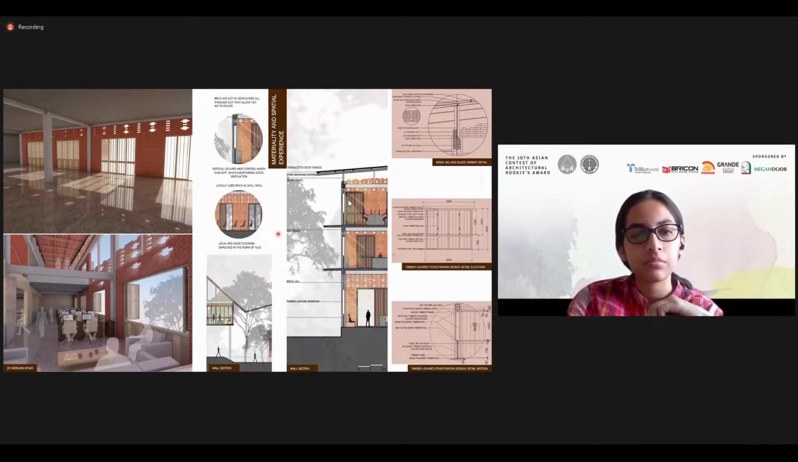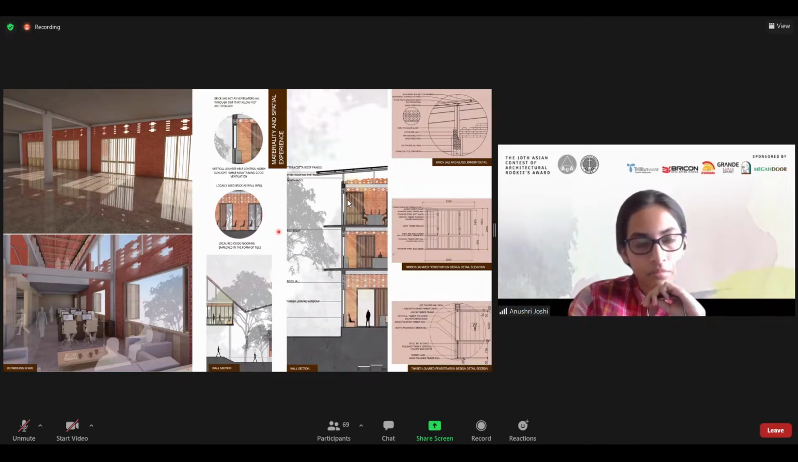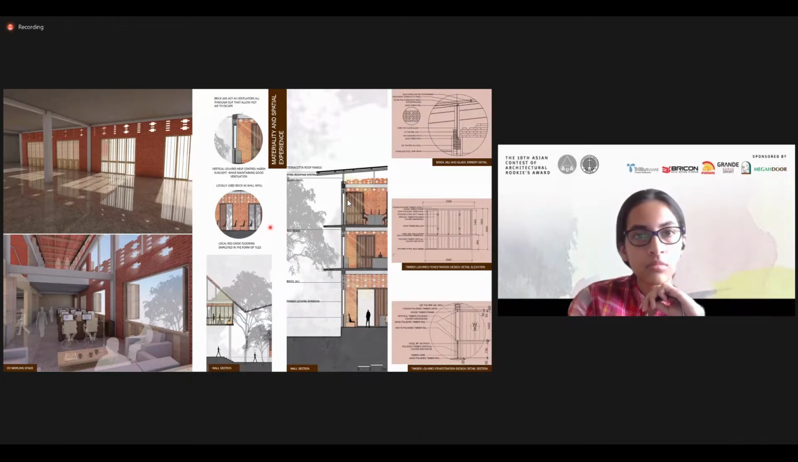Materiality and spatial experience. The understandings from the domestic were brought in to foster comfortable internal spaces at the intimate scale. The brick jalis, the lowered fenestration that sit along with the RCC framework, along with their energy-saving properties, add to the value of the spatial experience.